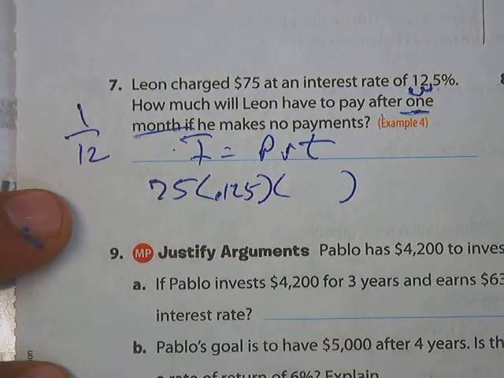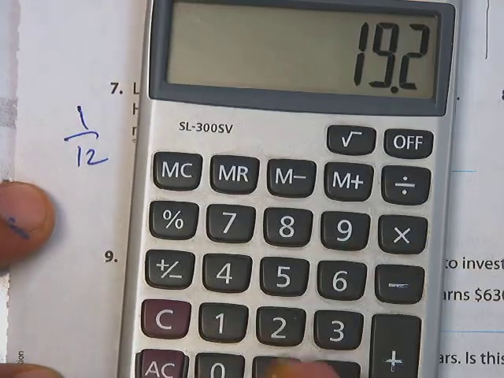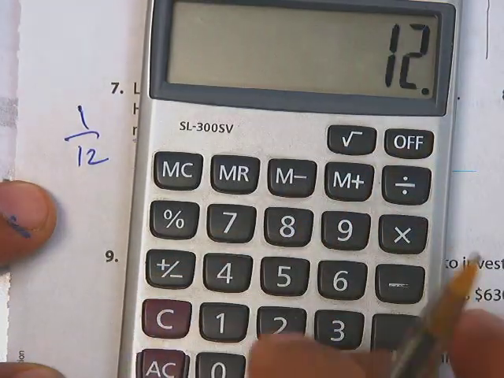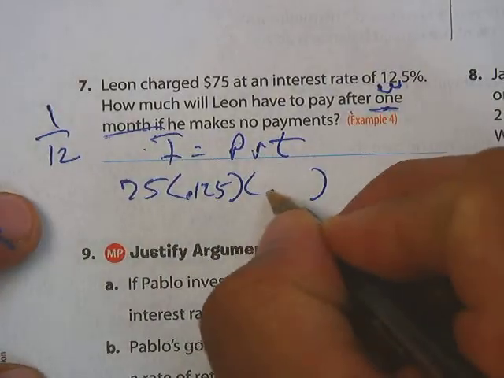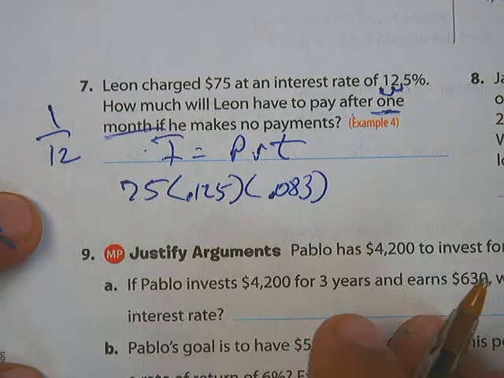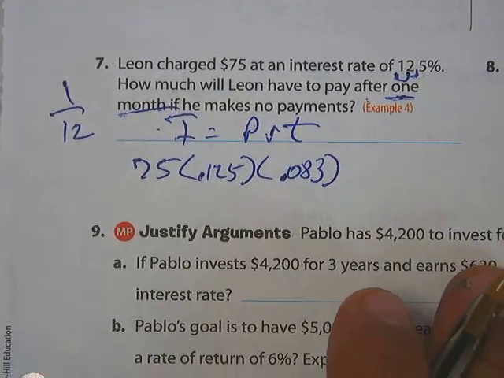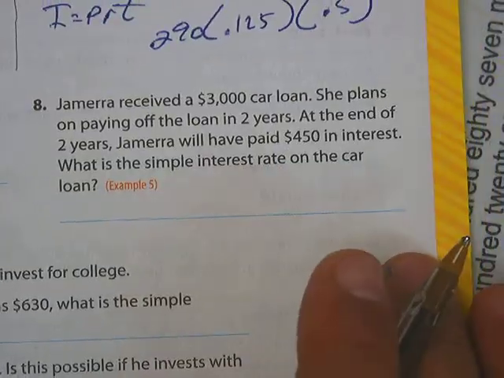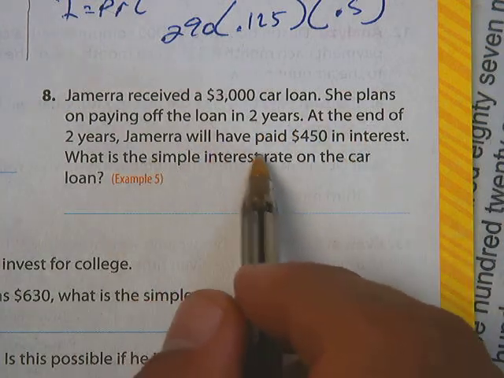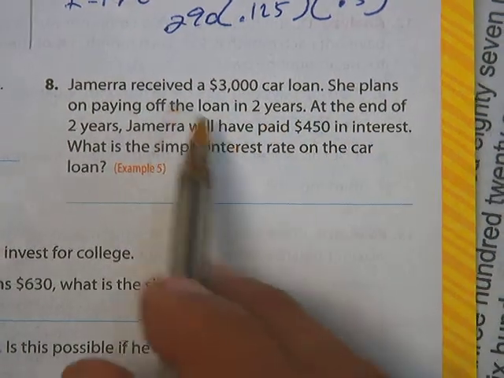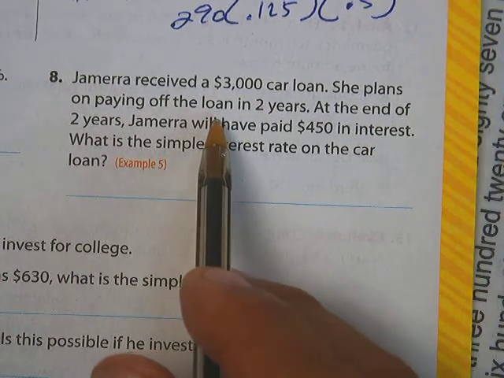But your time is not in years, 1 month. 1 month, that means it's out of 12 months, you only have 1. Well, 1 out of 12, if I go to 1 divided by 12, that's 0.083. It keeps repeating, so I just put 0.083. And so this would be 0.083. And you get your answer. Number 8.